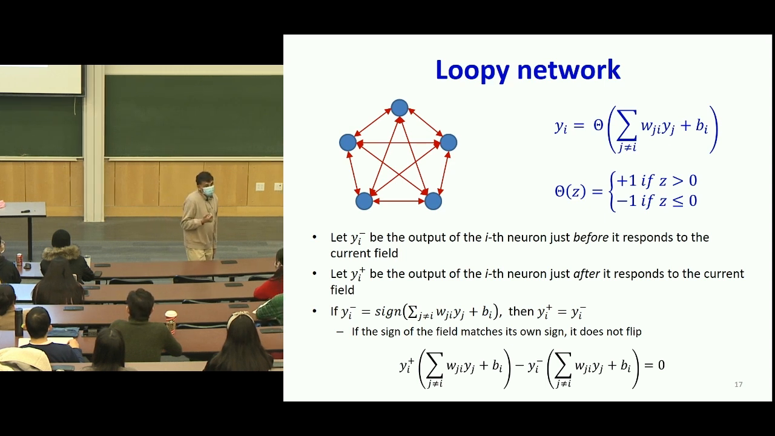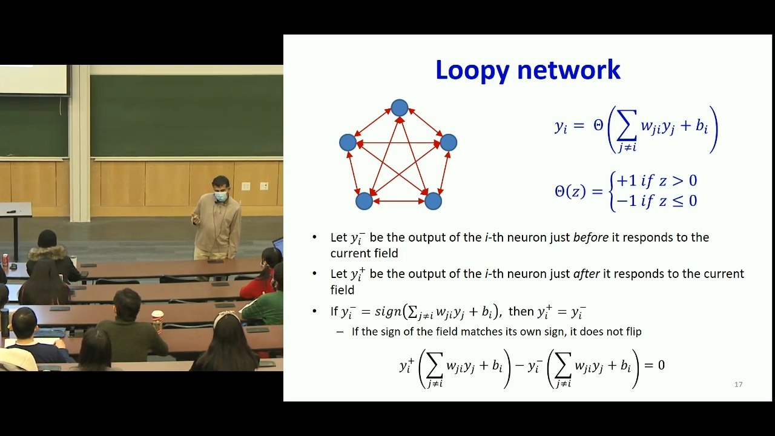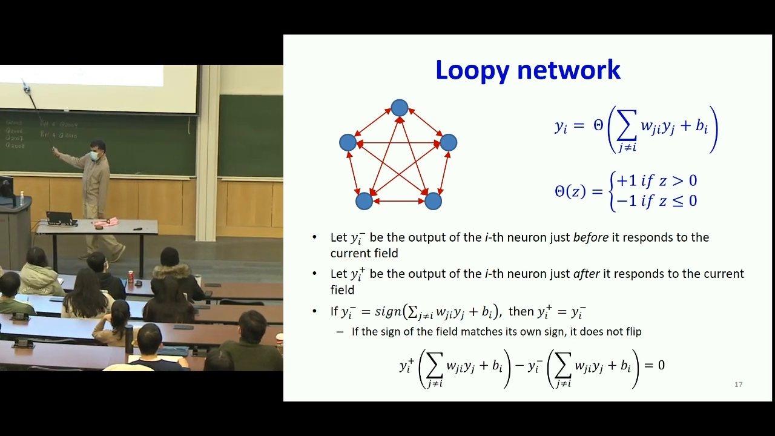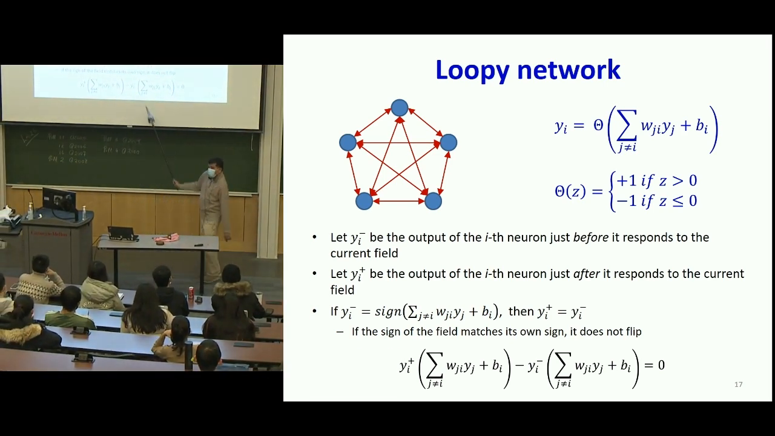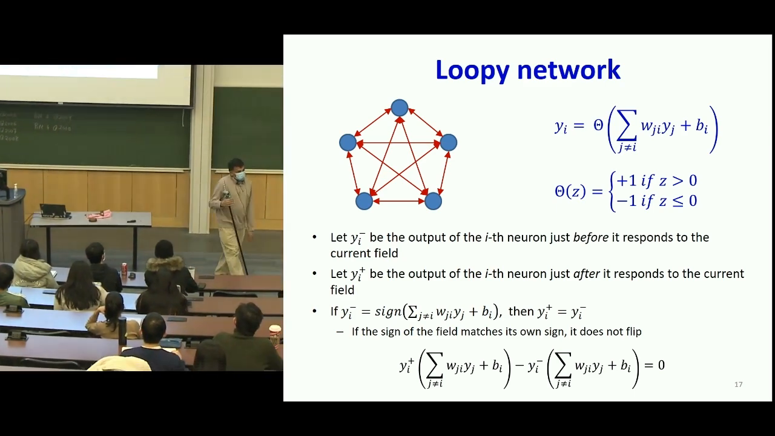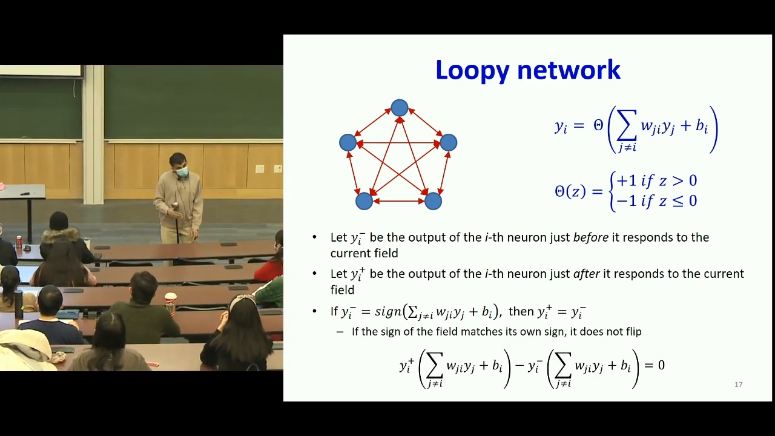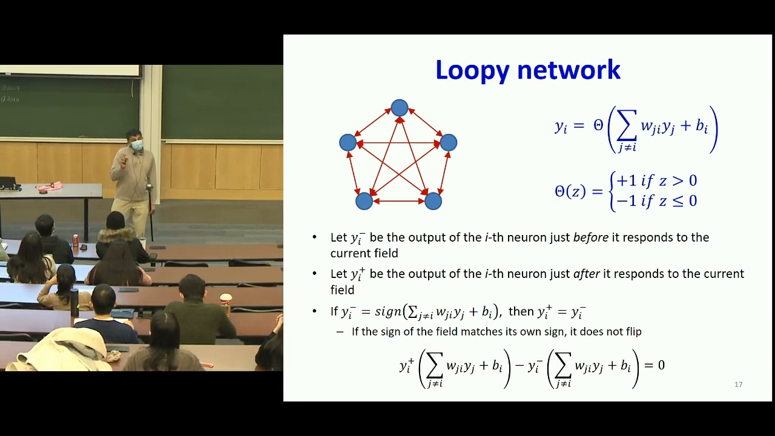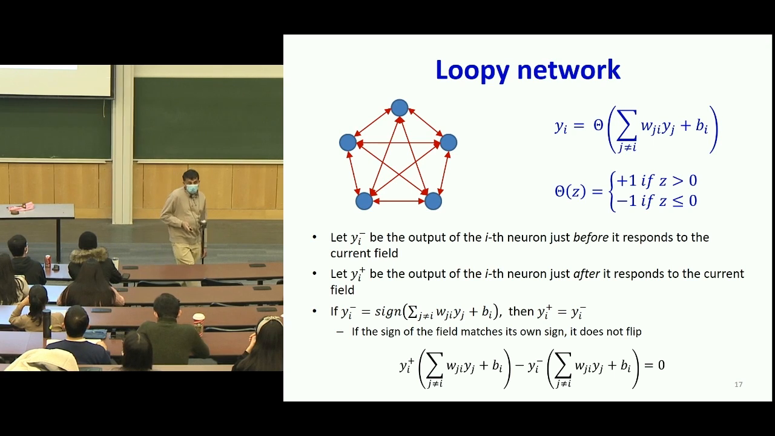What will it be if it flips its sign? Will it be positive or negative? It's always going to be positive, right? Because after it has flipped, the neuron matches its own field. The sign of the neuron matches its own field. Before it has flipped, the sign of the neuron doesn't match its own field. So when the neuron flips, this guy is positive, guaranteed. This guy is negative, also guaranteed. So what this means is I'm subtracting a negative quantity from a positive quantity. This net is going to be positive, right? So this term here is guaranteed to be positive every time a neuron flips.